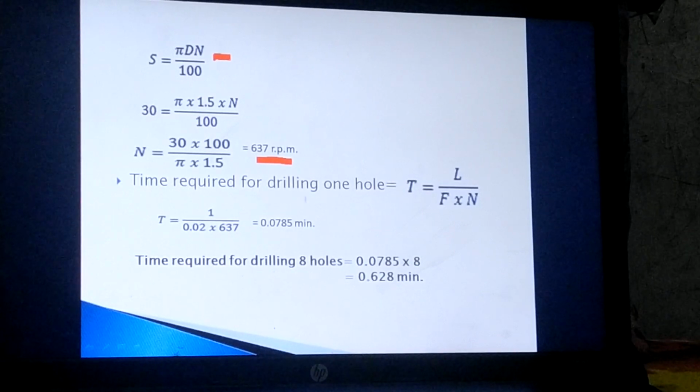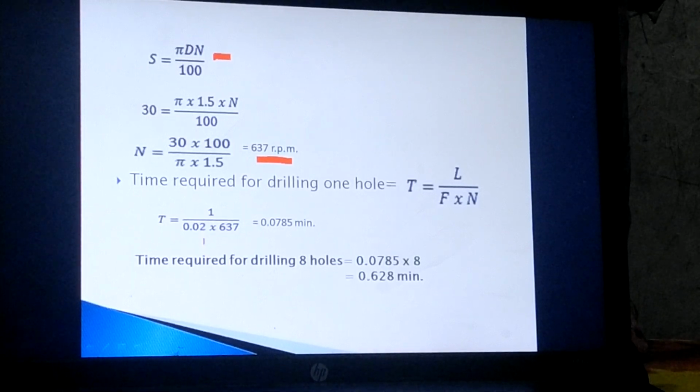Now the time required for drilling one hole, T, is equal to L by F into N. This is the standard formula. We will put the values. L is equal to 1, and the feed which was given is 0.2 mm.